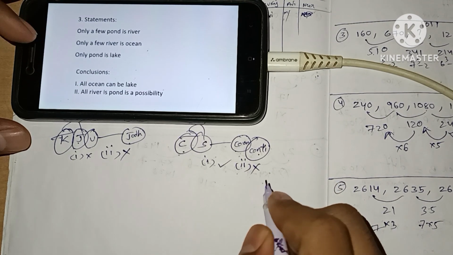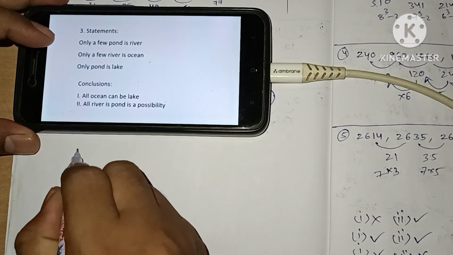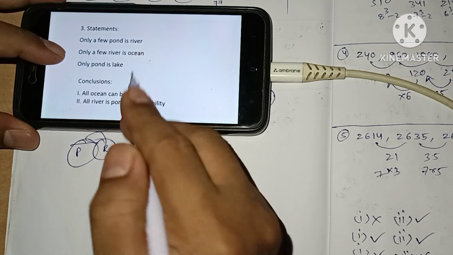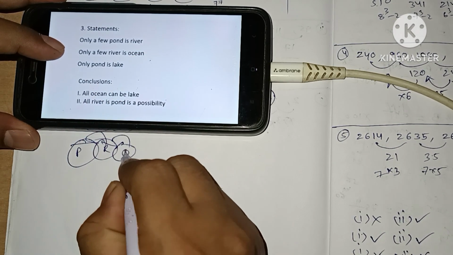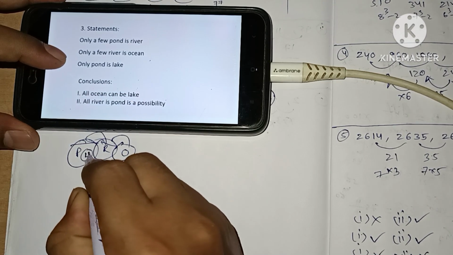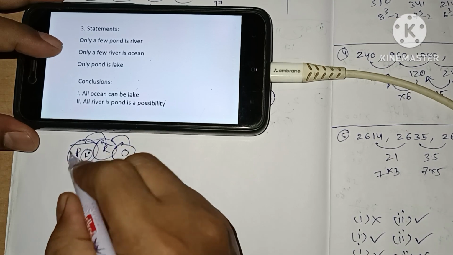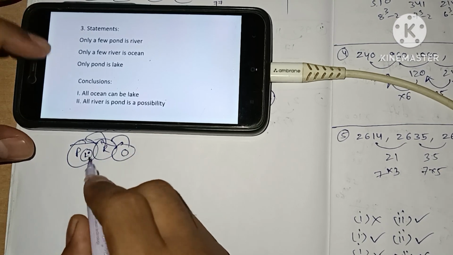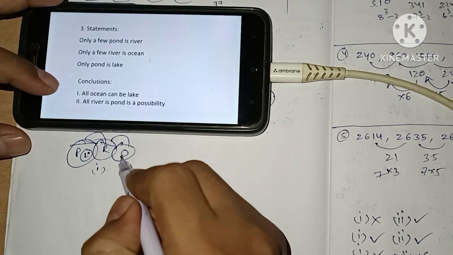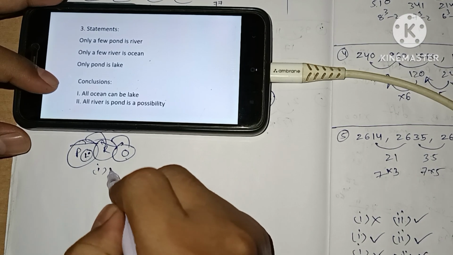Let's see third question. Only a few pond is river. Only a few river is ocean. Only pond is lake. So lake is inside pond and doesn't share with anything except pond. Okay. Now let's see the conclusions. All ocean can be lake. Lake doesn't share with anything except pond. So first conclusion will be false.